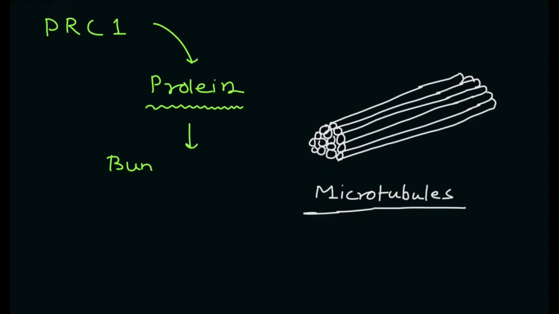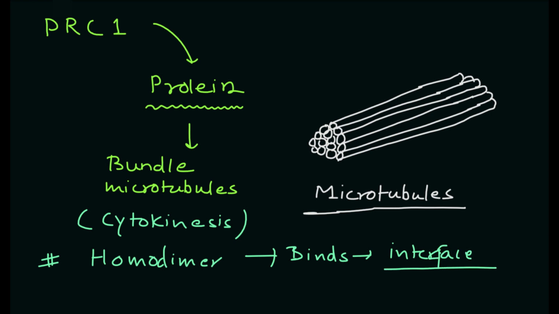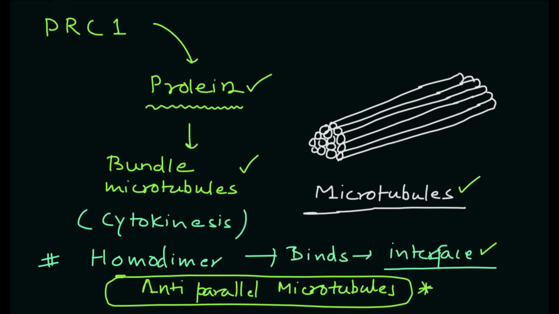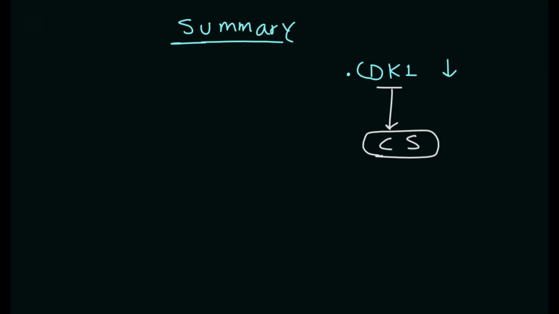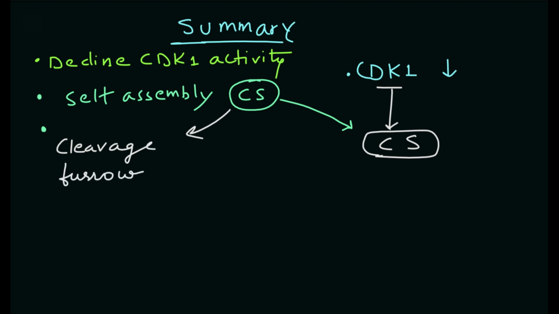PRC1 is a protein that helps bundle microtubules required for cytokinesis. It can form a homodimer that selectively binds to the interface between antiparallel microtubules. So if we want to summarize all these important points, the decline of CDK1 activity initiates the self-assembly of the central spindle by regulating multiple central spindle components directly as well as indirectly.